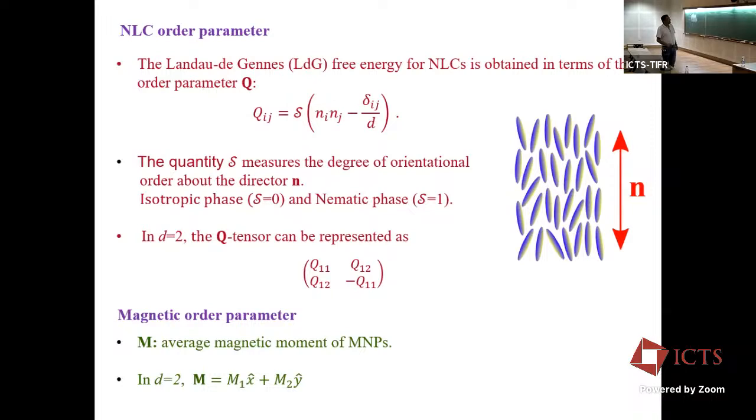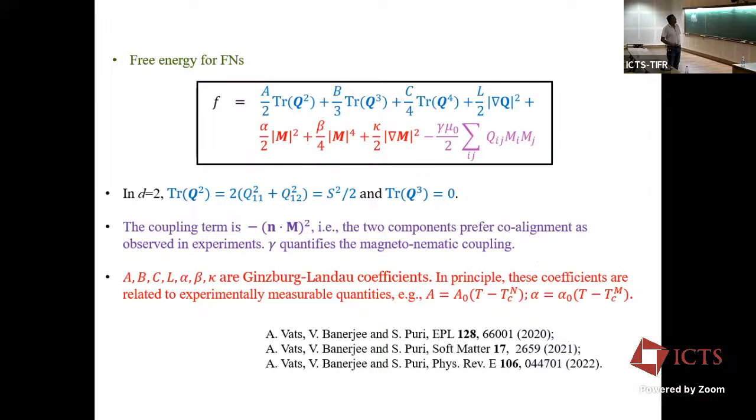Very nice. Next thing we need is a magnetization order parameter, and the magnetization order parameter is just the average magnetic moment of the magnetic nanoparticles. And again, in D equal to 2, you have an X component and you have a Y component. So these 2 quantities are going to be the ingredients of a free energy I write down. And there's an example of a free energy. Let's for the moment forget about the ferronematics part. I'll talk about that later. I just want you to look at this expression for a while.